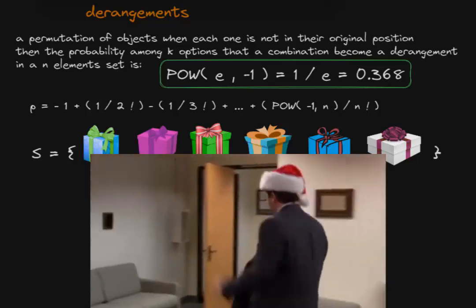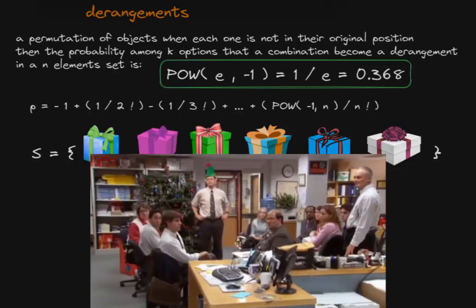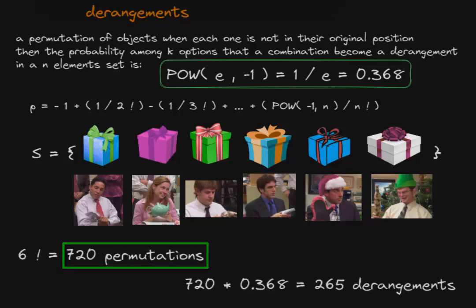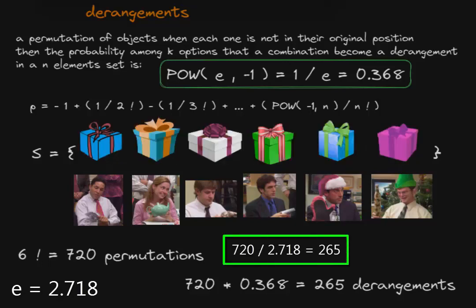So Phyllis is basically saying, hey, Michael, I know you did a lot to help the office this year. To make this game make sense, nobody can receive their own gift. So how many distribution options will there be? Well, just divide the number of permutations by e, obtaining all the derangements.